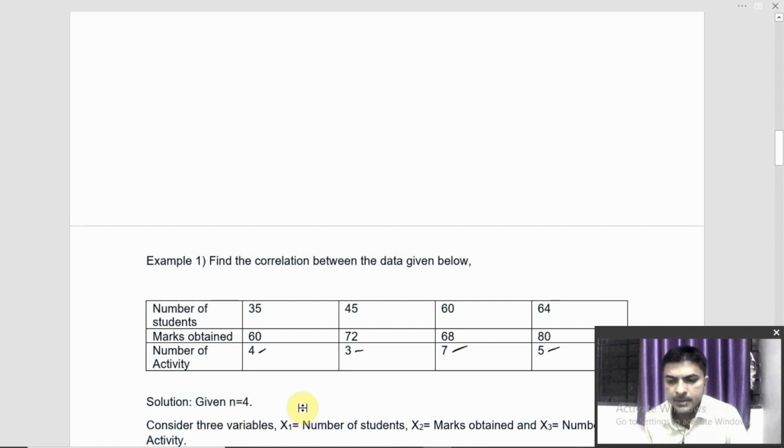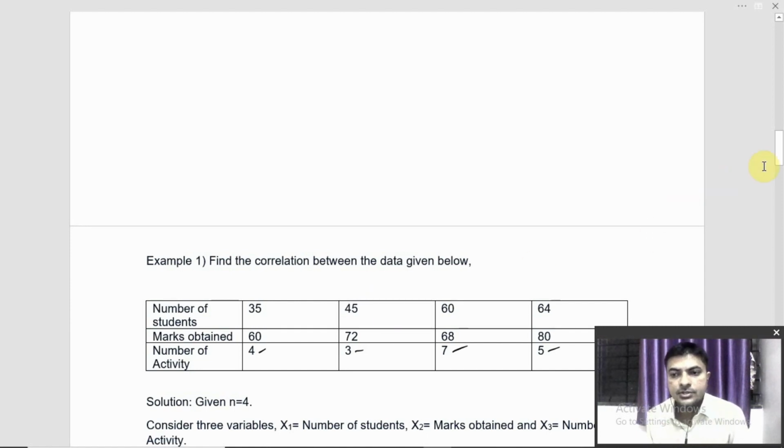Consider the 3 variables. Please remember always. Look at the example. They have not given in the question to use simple correlation, multiple correlation, or partial. Nothing they have given. They have told you to find the correlation between these 3 data. 3 data is considered only in multiple correlation. Please remember this, students. Very important. Whenever you come across 3 data, see that they come under multiple correlation.